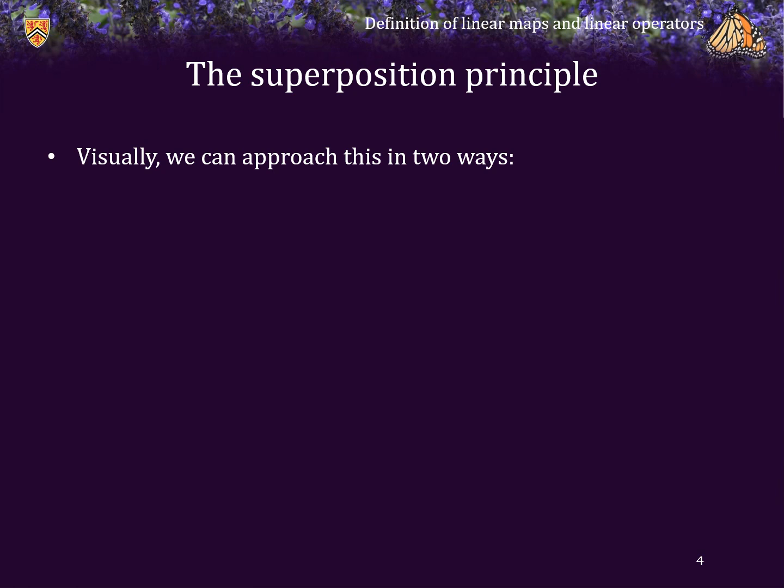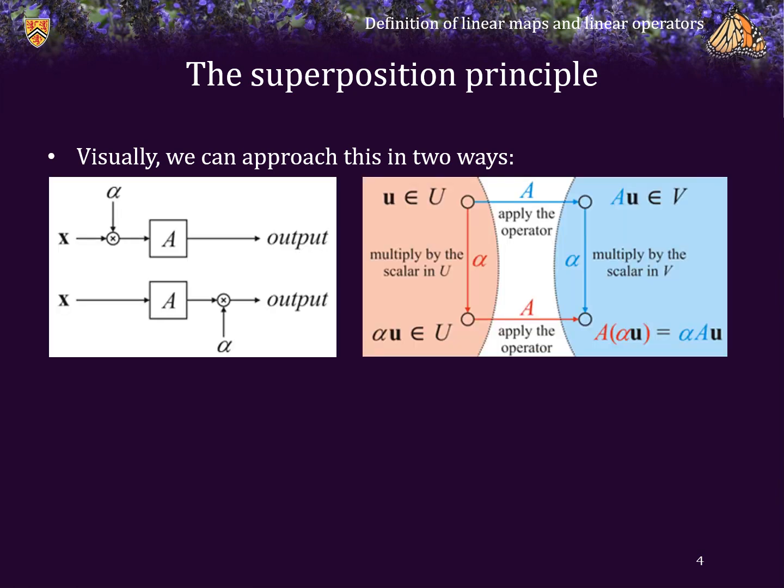Now, visually, we can approach this in two ways. So on the left-hand side, we have an input vector x, and we can either multiply x first by alpha and then put it through the linear map and determine the response, or we can put the signal x through the linear map and then multiply the result. These two should give the exact same output.